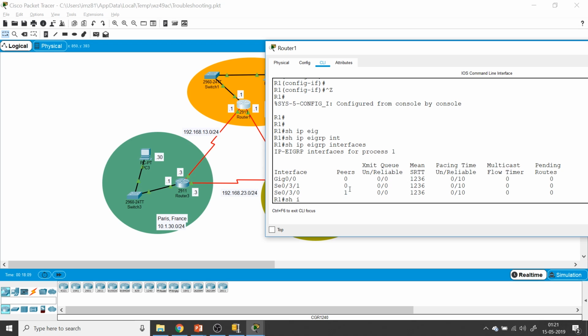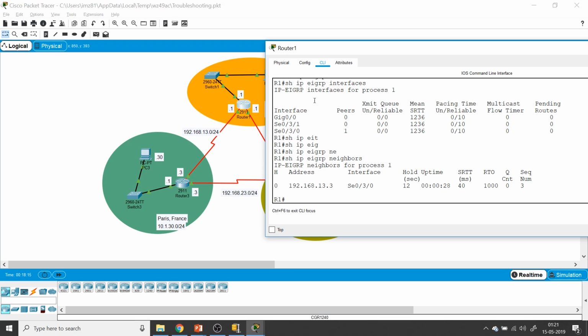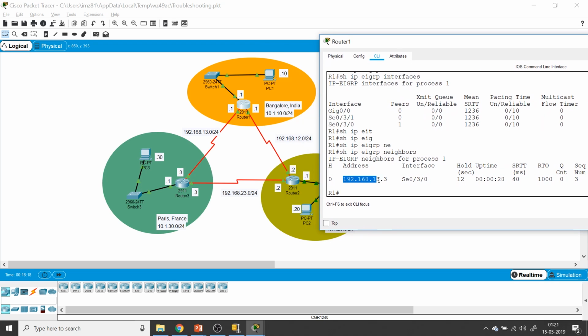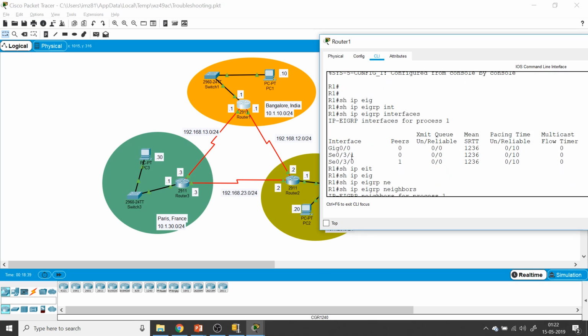We can also check show IP EIGRP neighbors, and we see that on the interface 13.3. So 13.3 is this one. There is a neighbor. So 13.3 is a neighbor. Why is neighborship not being formed here? We see that EIGRP is configured on that. If you see, this is also an interface, and this interface is also participating in EIGRP. For some reason, they're not forming neighborship.